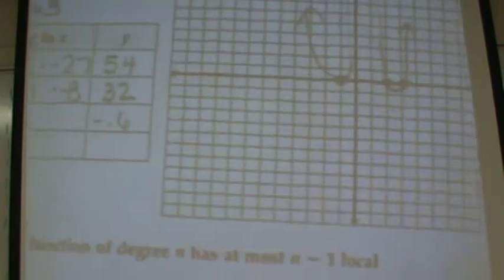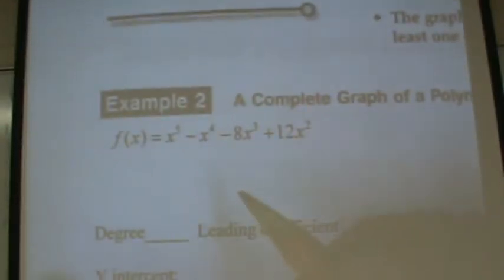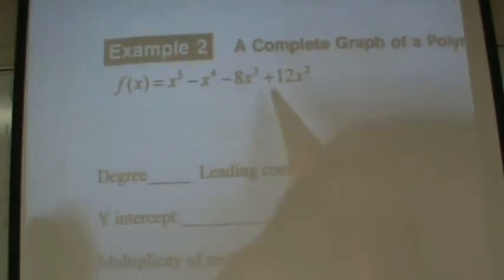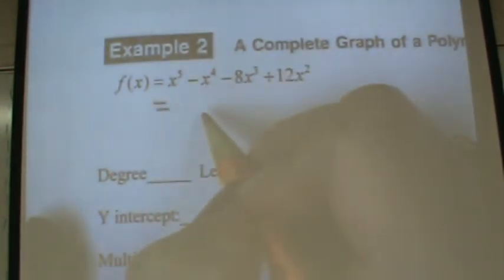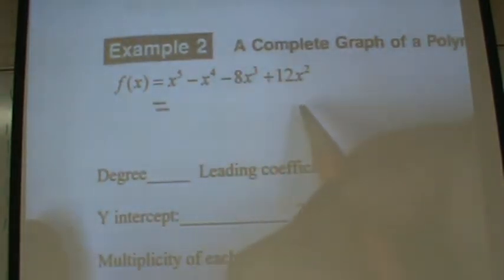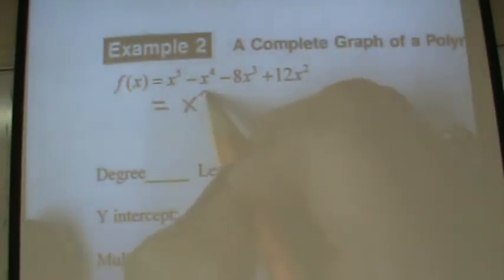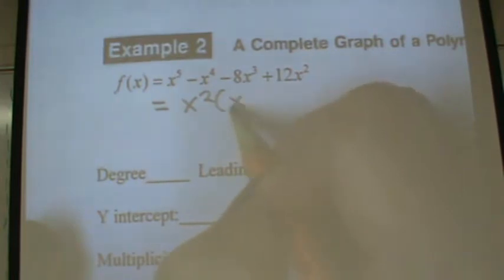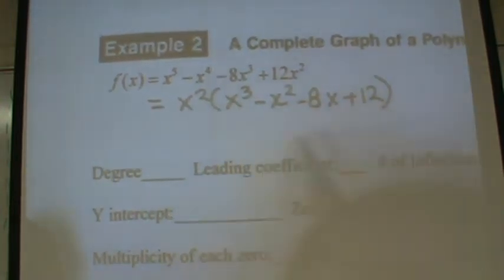So now, what happens when it's not factored for you? What are you going to have to do for this problem? How do I graph this? You gotta find your zeros. So what is the GCF of this one? X squared. You're gonna pull out x squared, and you get x cubed minus x squared minus 8x plus 12.